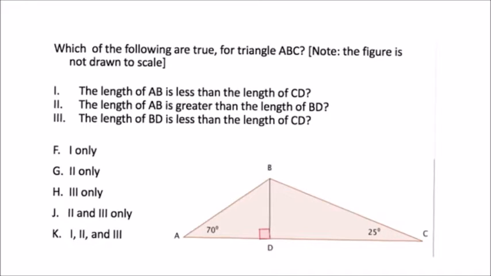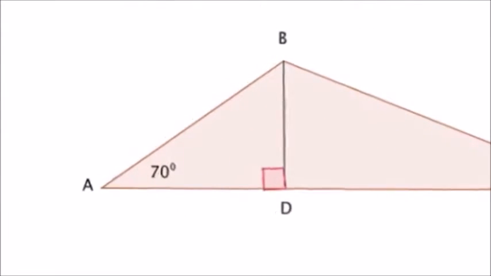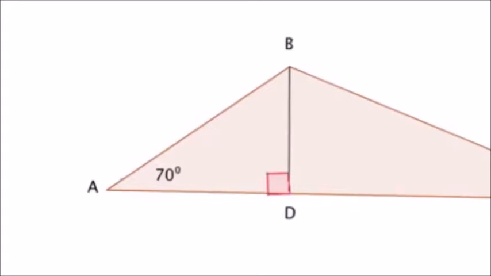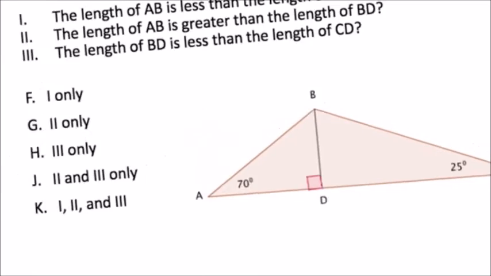Now, if we look at two, the length of AB is greater than the length of BD. So, let's make this a little larger here. So AB is opposite to the 90 degree angle. AB is opposite to 90. BD is opposite to the 70 degree angle. The triangle inequality theorem says that the longer side will be opposite the larger angle. Since AB is opposite the 90 degree angle, AB will be longer than BD. So part two is true.